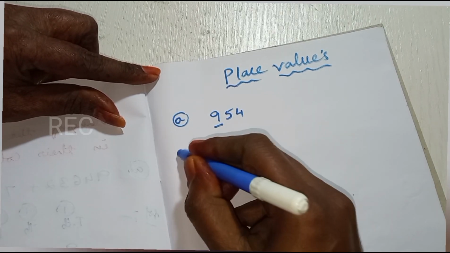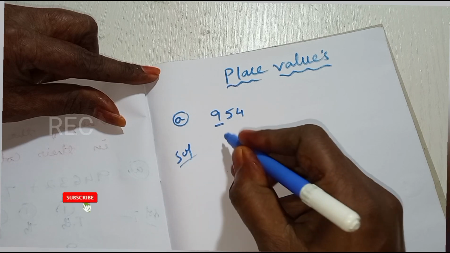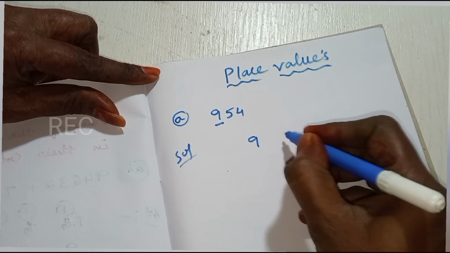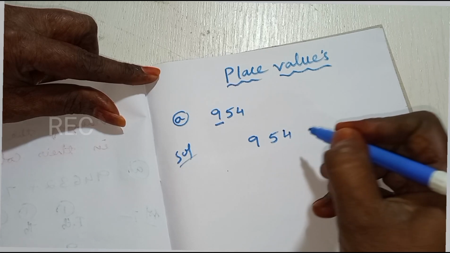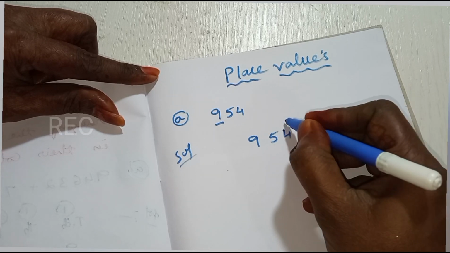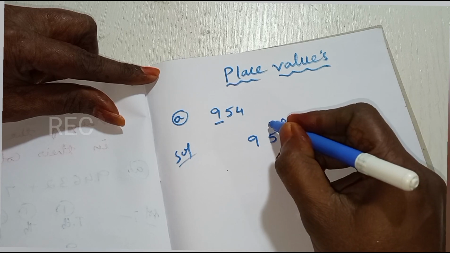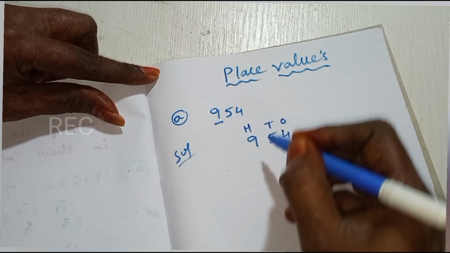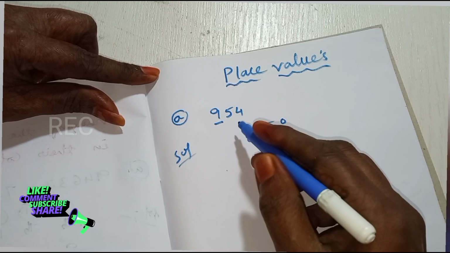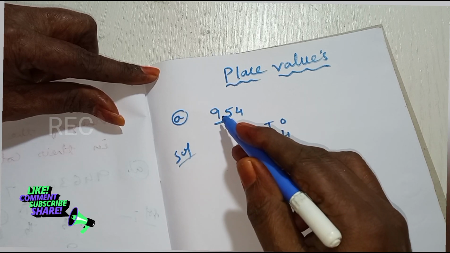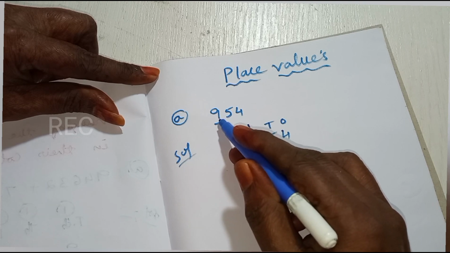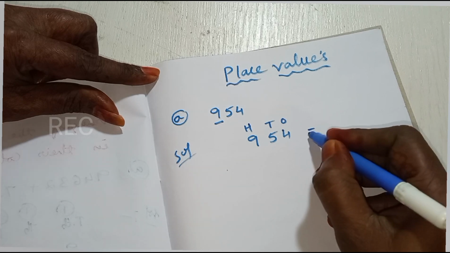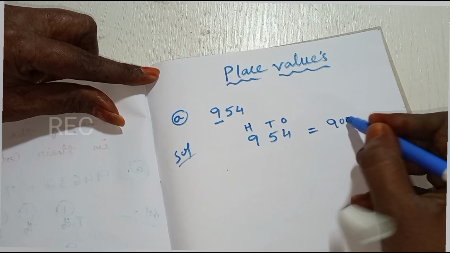$954. So how do we find out the place value of 954? 4 is in ones place, 5 is in tens place, 9 is in hundreds place. To find out the place value of 9, the digit which is underlined, we have to find out the place value. So 9 is in hundreds place, which is equal to 900.